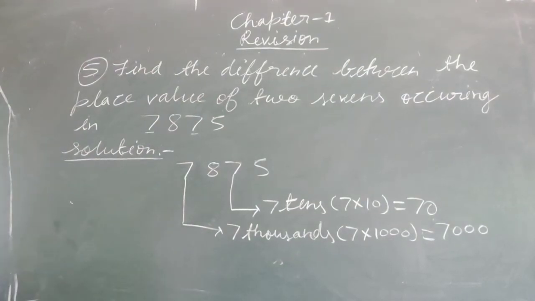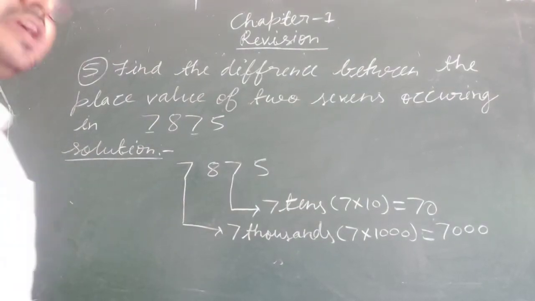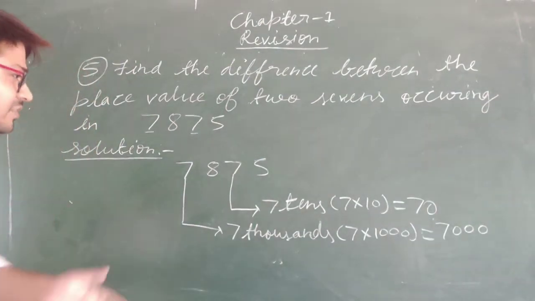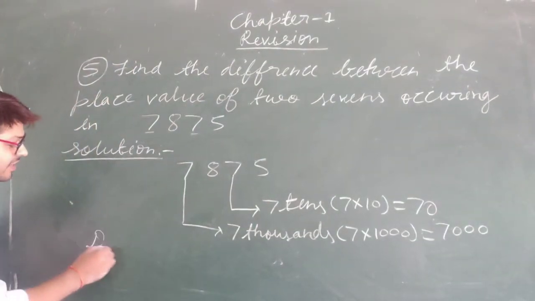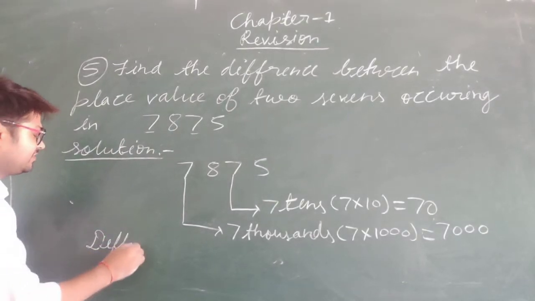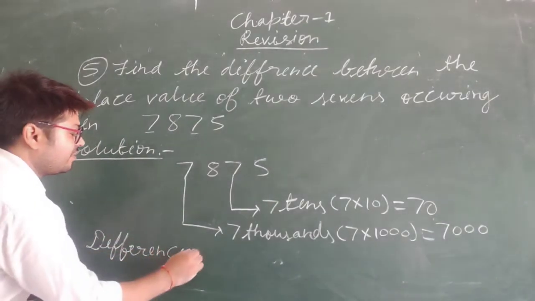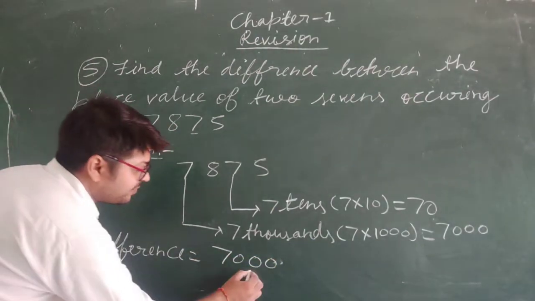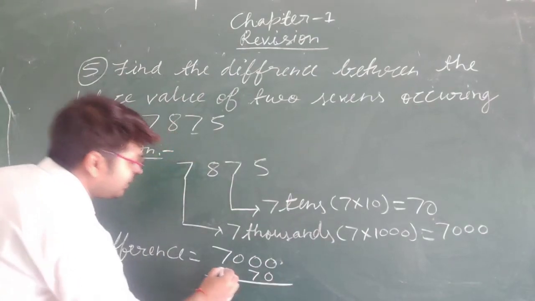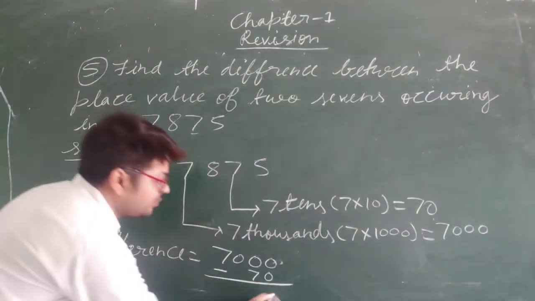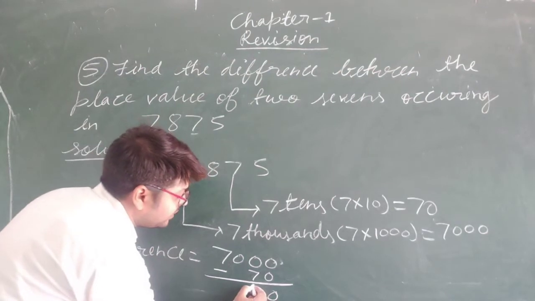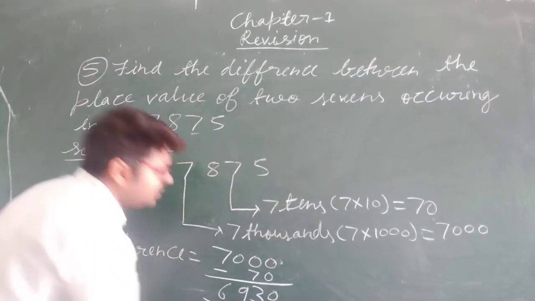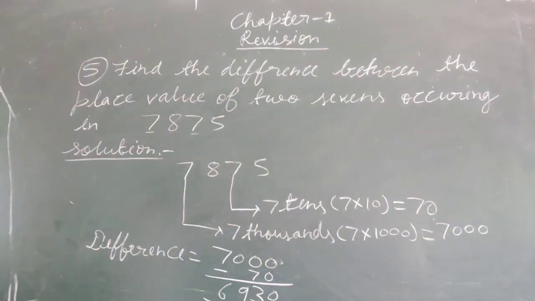The question is asking the difference between, means now in mathematics difference means subtraction. So you have to subtract here. Write here difference. So from 7,000 you will subtract 70. To subtract it, 0, 10 minus 7, 3, 9, 6,930 will be your answer. Okay.